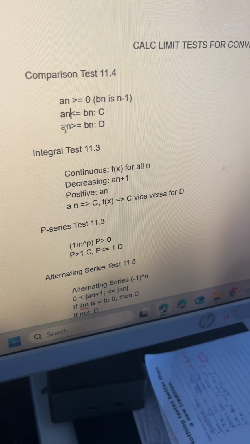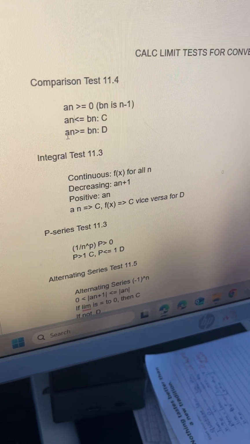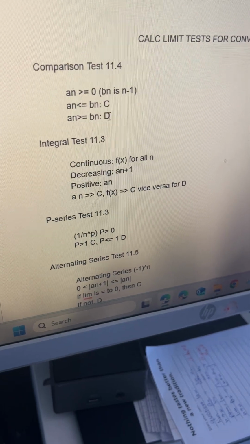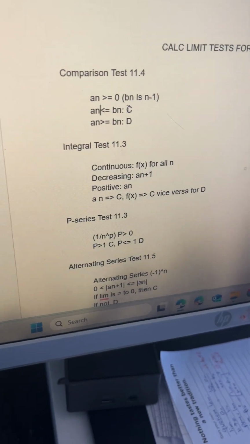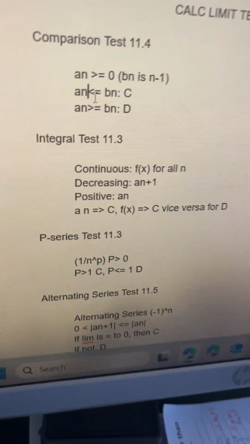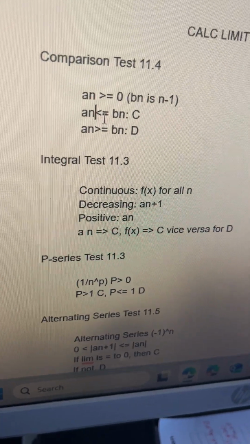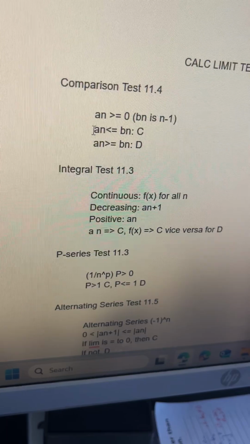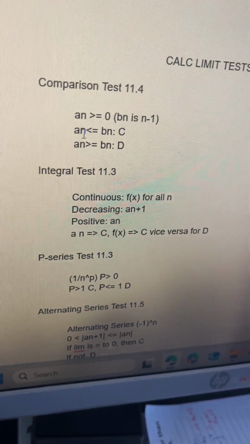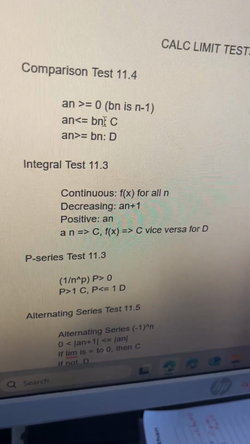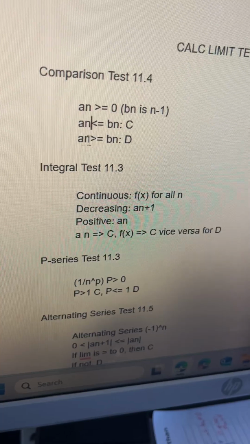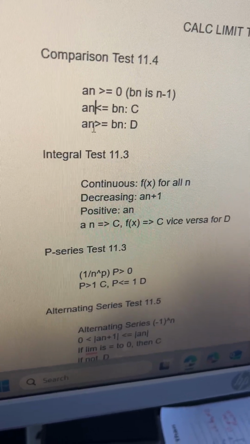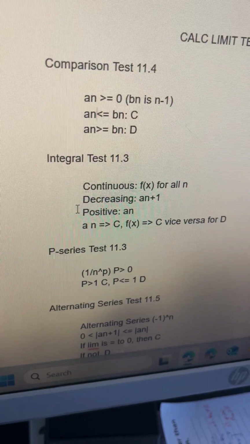But if that's not the case, and it's the other way around, where an is greater than or equal to bn, then it's divergent. The reason that an converges when an is less than or equal to bn is because if the bigger equation converges, then the smaller one will too. But the other way around, if the bigger equation diverges, then obviously the smaller one will too.